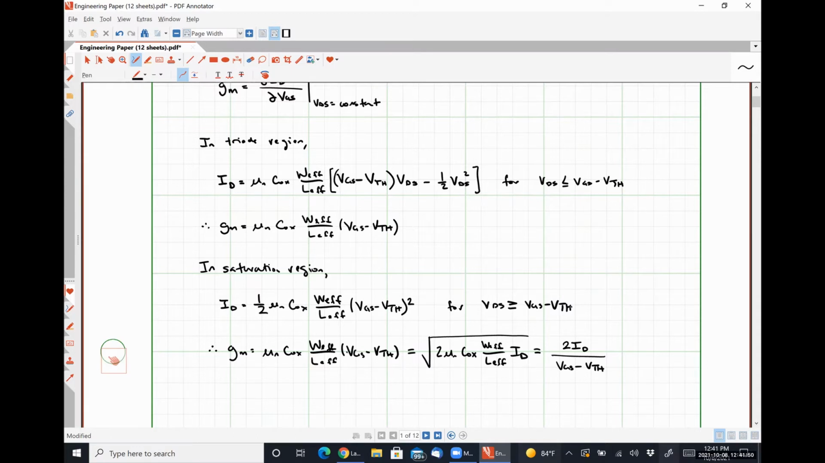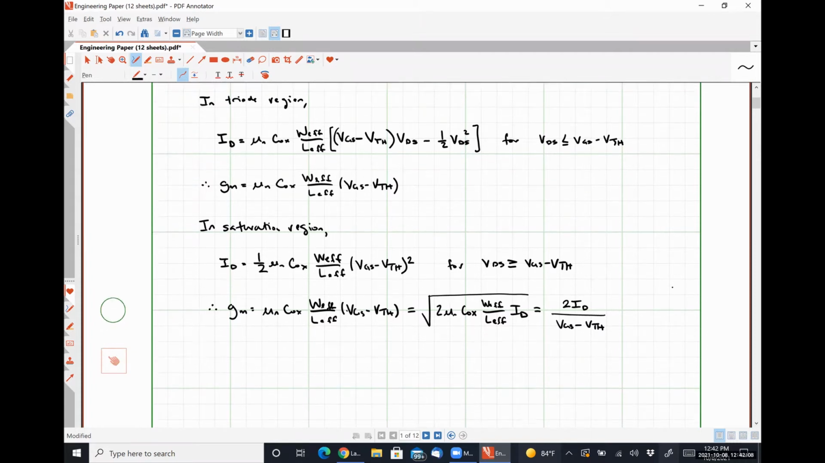So we have different transconductance relationships depending on whether we are in saturation or triode region, and that is dependent on the fact that we have different current relationships in those regions. Nothing wild or crazy there.